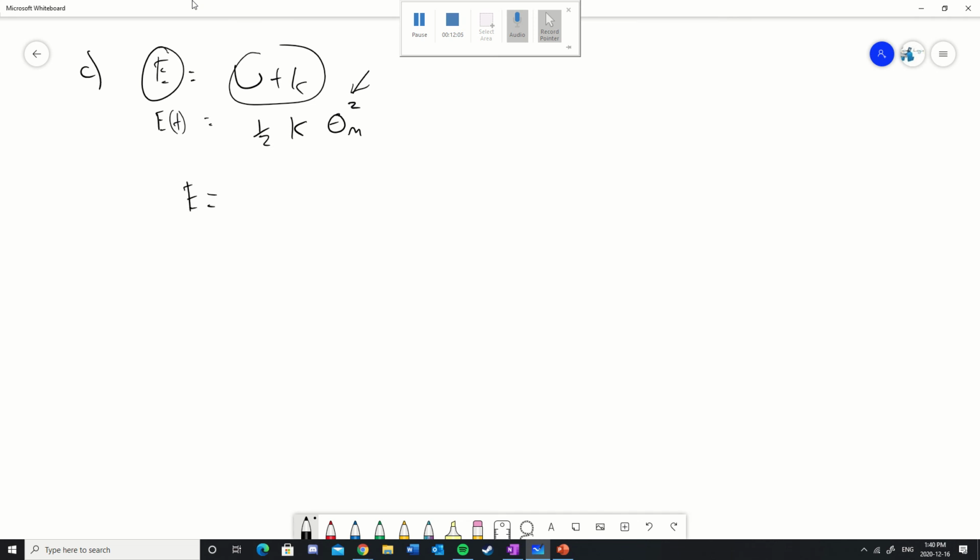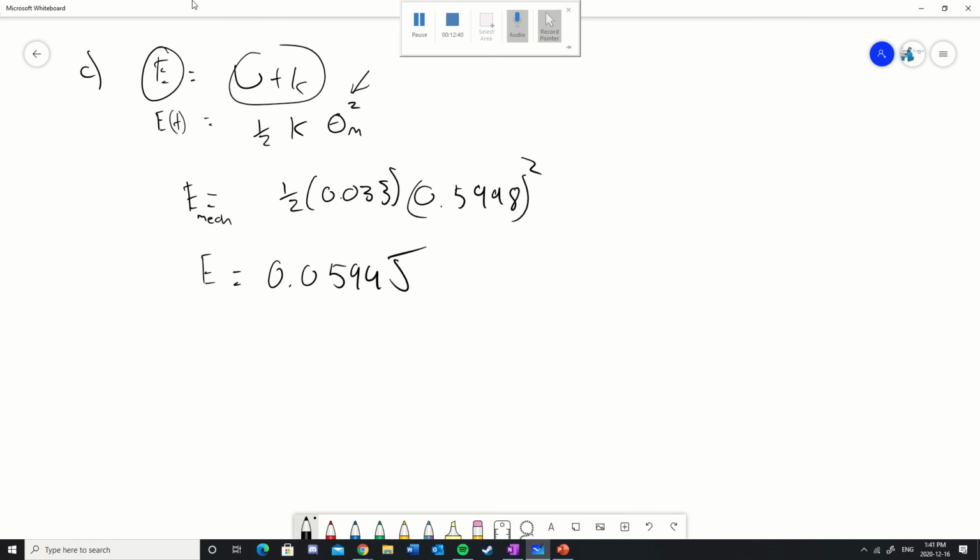So mechanical energy is equal to half our torsion constant, which is 0.033, times our amplitude, which we found to be 0.5998, squared. Our energy ends up equaling 0.0594 joules.